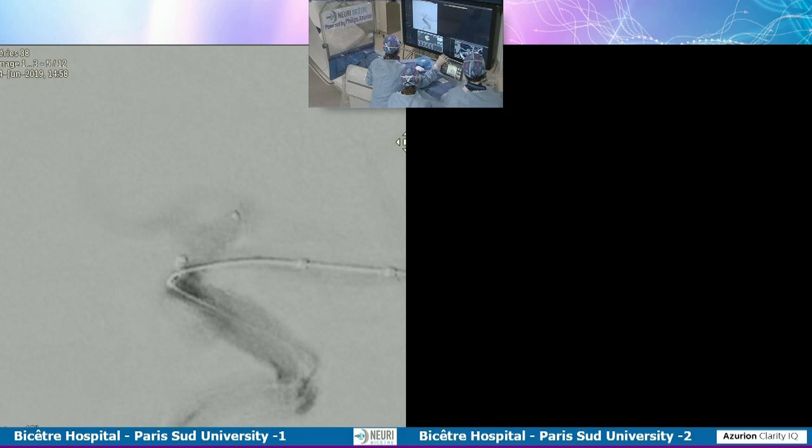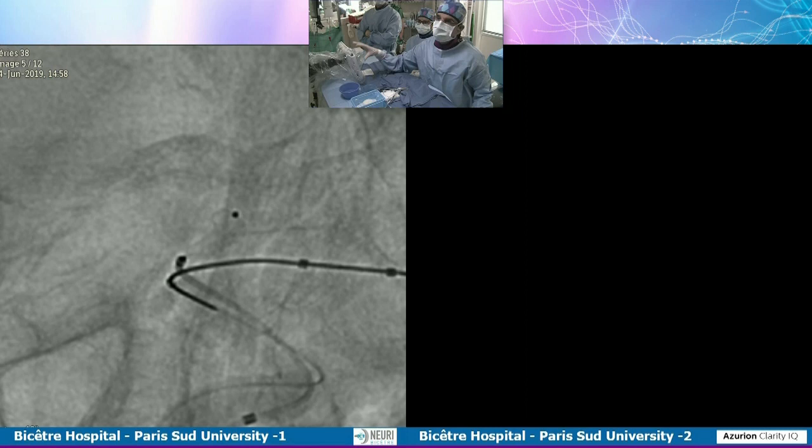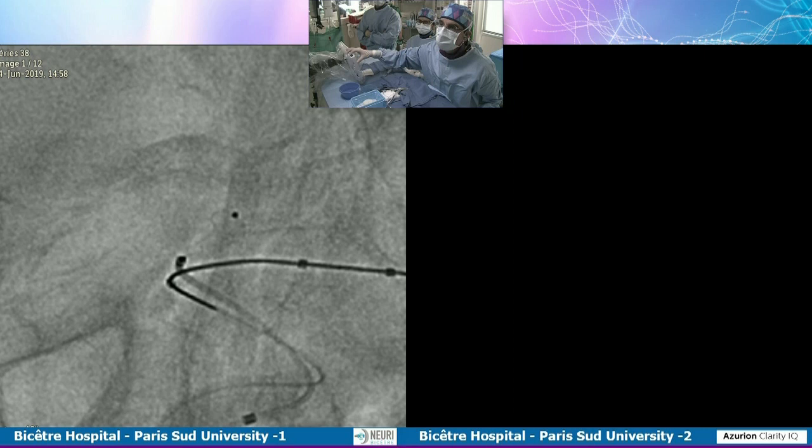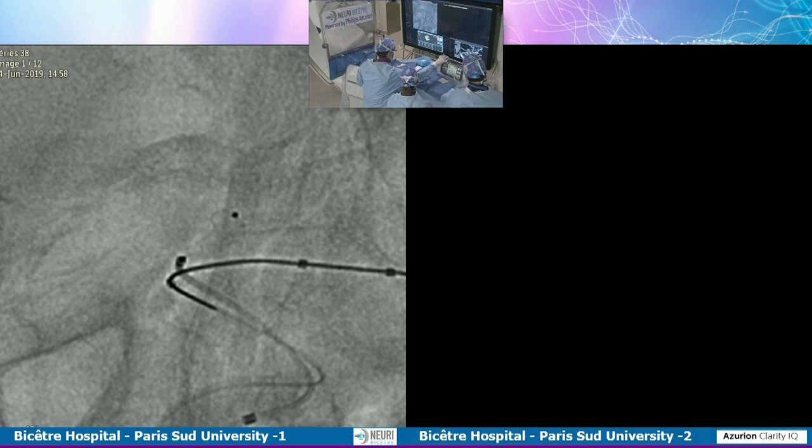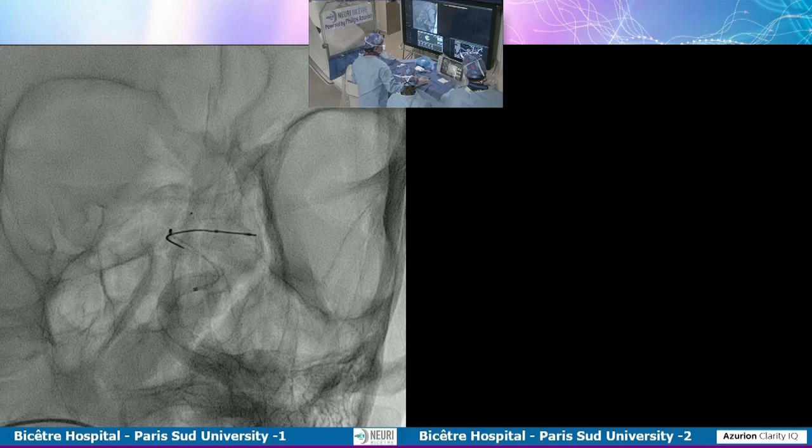So if you look at the fluoro, it's a little bit pushed, like, you know, it has two shapes that we call the montgolfière, the flying balloon. So you have to resheath and reposition in a different way.